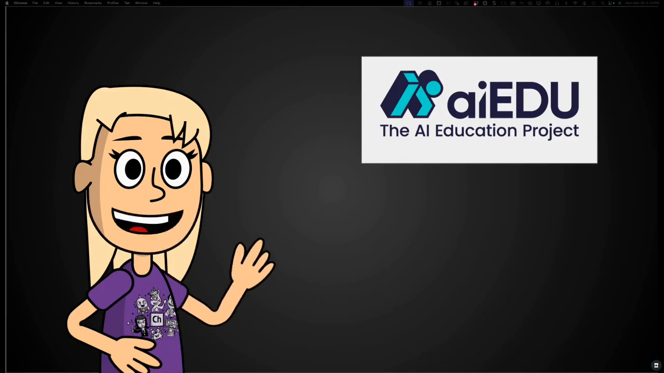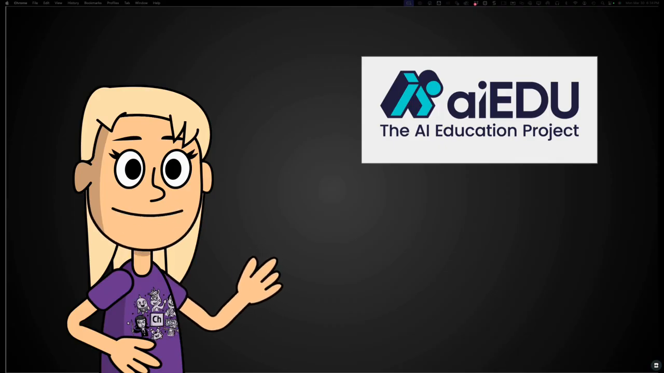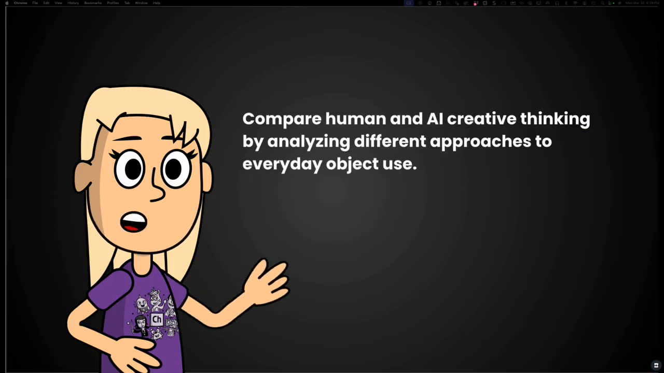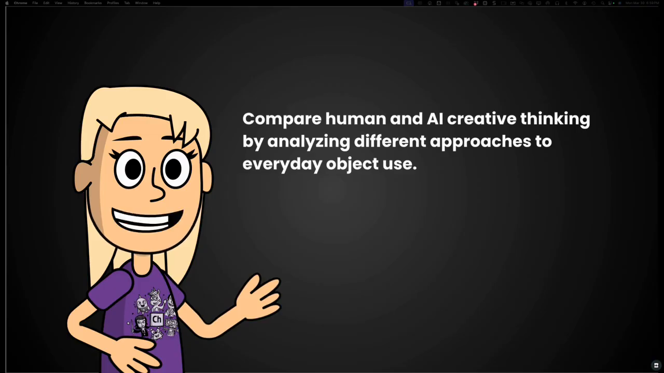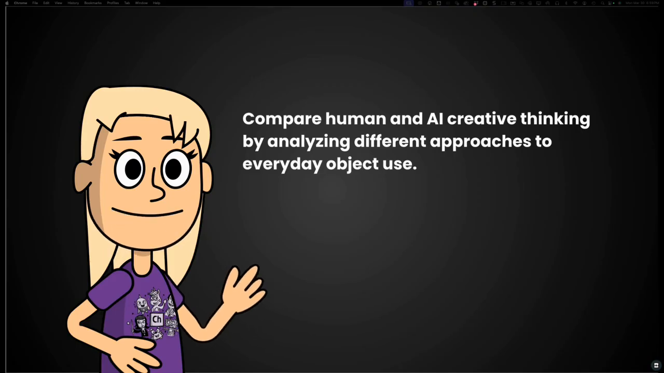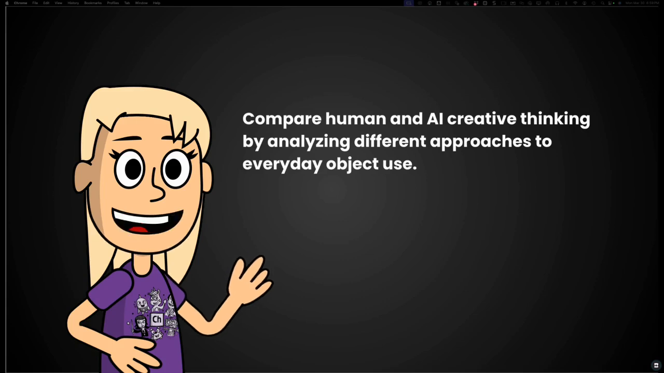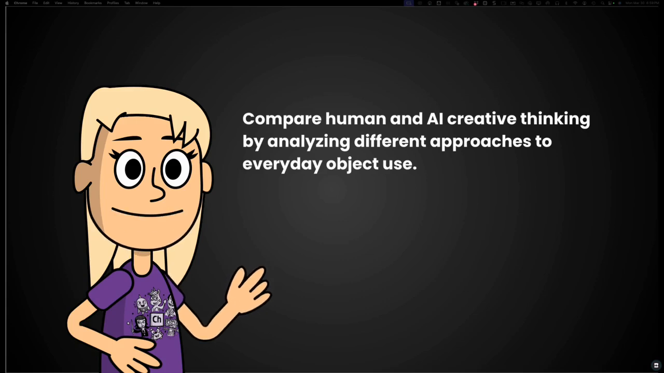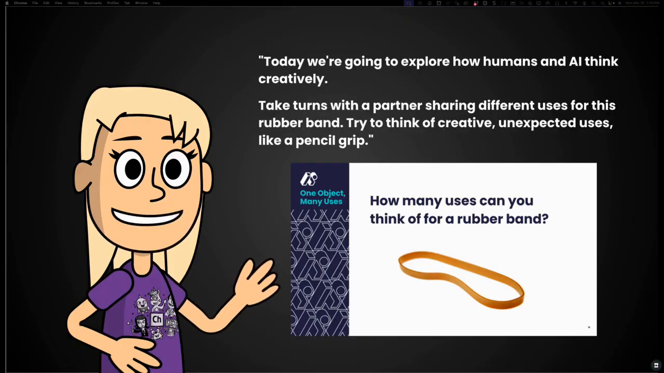So let's compare human and AI creative thinking by analyzing different approaches to everyday object use. We will do this by generating uses for everyday objects, comparing responses, and analyzing the strengths and limitations of AI creative thinking. In a minute, we're going to pause the video. But first, let me tell you what we'll be doing. We're going to explore how humans and AI think creatively.